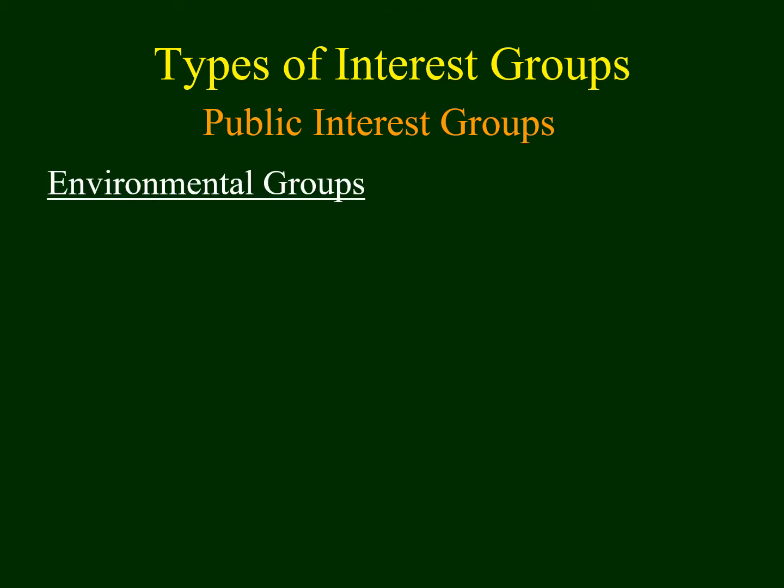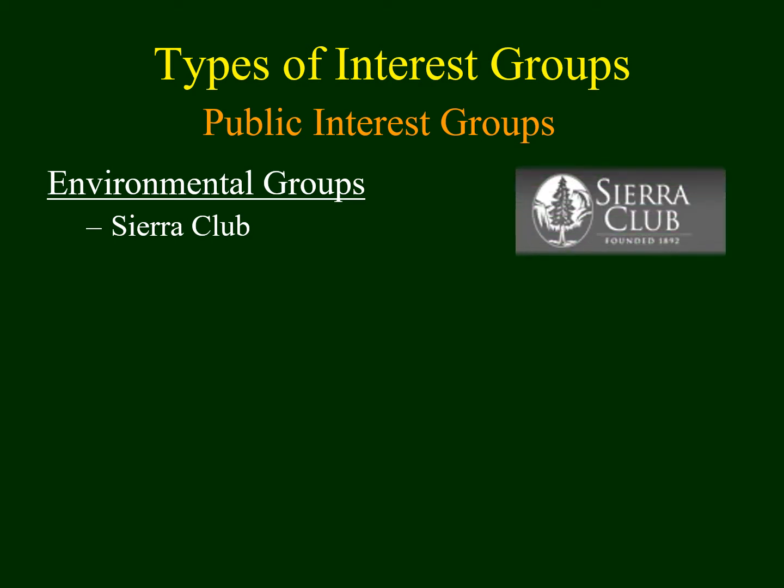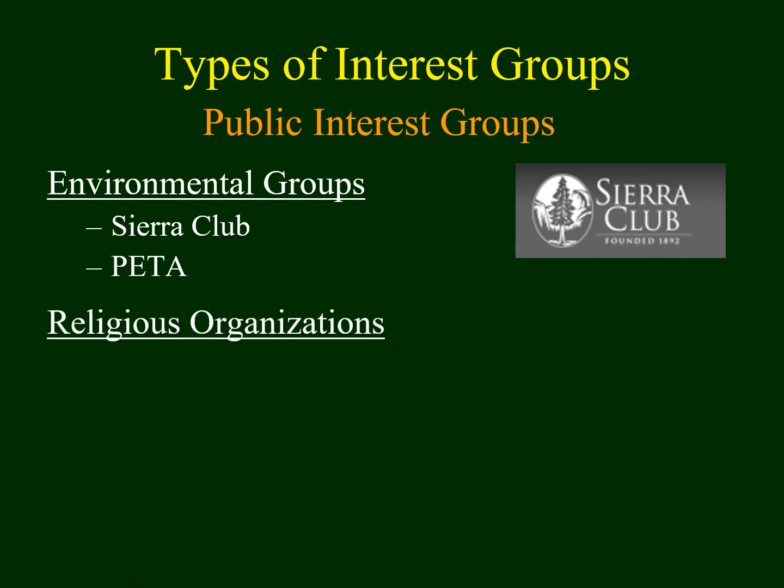Environmental organizations often lobby the government. Have you ever heard of the Sierra Club? This has been around since the 1890s. One impact that it had was that it lobbied the government to expand the national park system. People for the Ethical Treatment of Animals, or PETA, also lobbies these days. Many religious organizations also lobby the government.